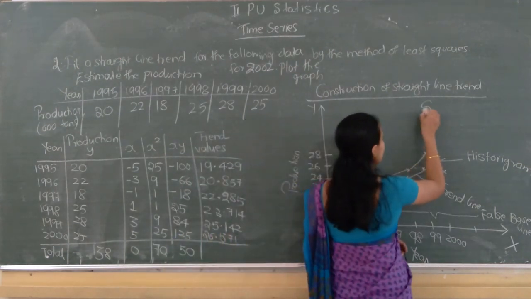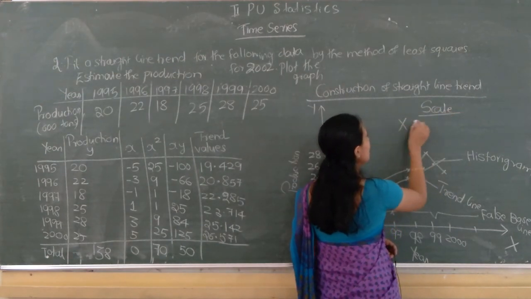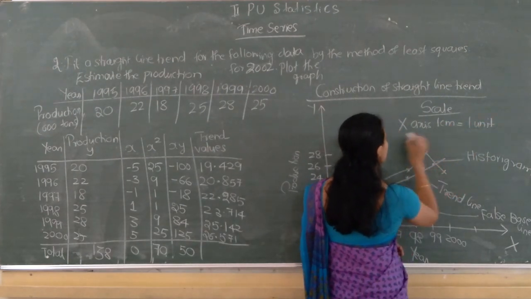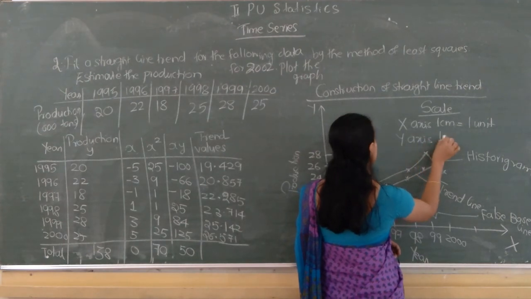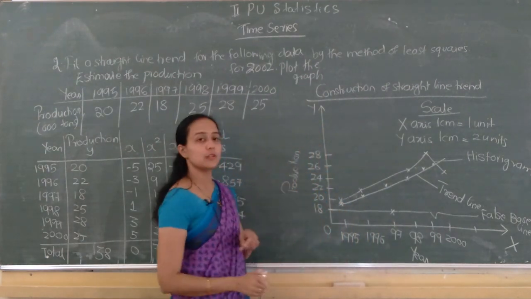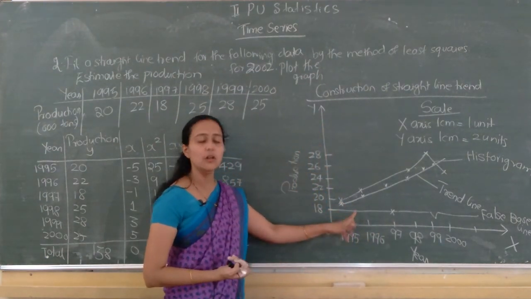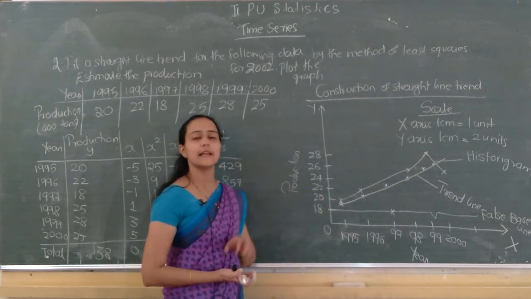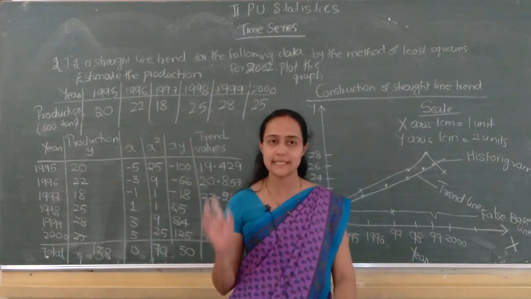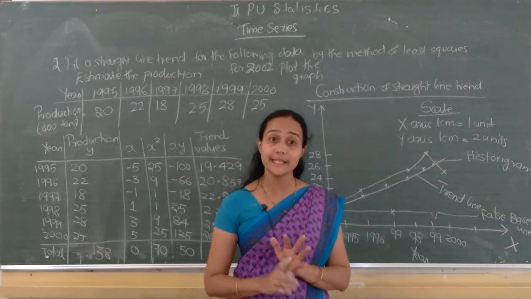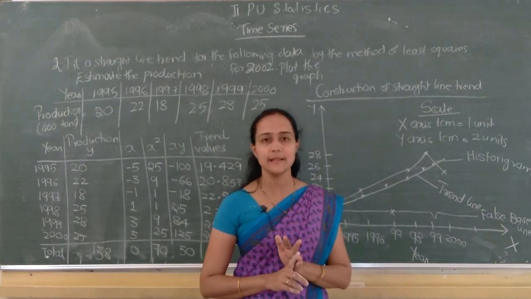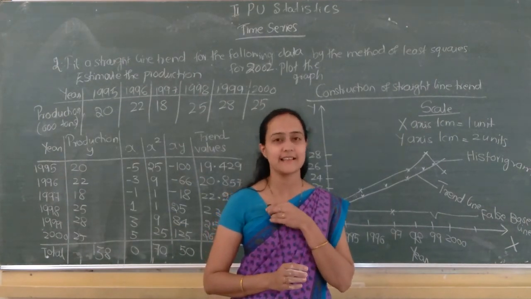Then write the scale. On the x axis, 1 centimeter equals 1 unit or 1 year. On the y axis, 1 centimeter equals 2 units. The false baseline is drawn only to show that the scale applies only after this false baseline. Hope this much is clear to you, and that the straight line trend is clear. Next we will discuss the quadratic trend. Last, the exponential trend, we will discuss in the next class. Okay, thank you.